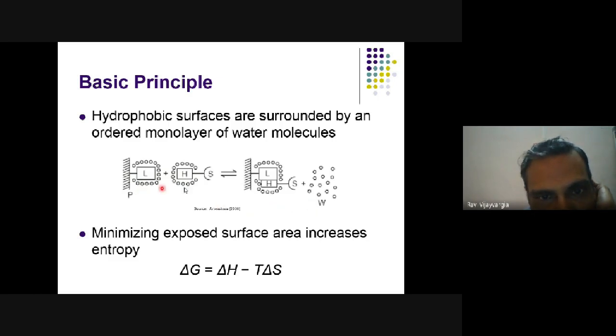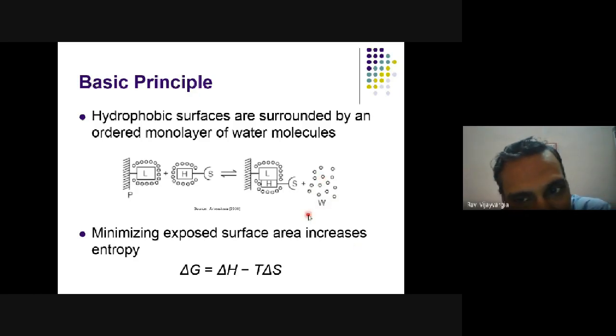Either you bring them close, or you add something to the solution which attracts water, which can attract the water molecules. For example, we took the example of ammonium sulfate precipitation. When you add this salt in water, this salt is highly soluble in water, so it will attract away some of the water molecules.